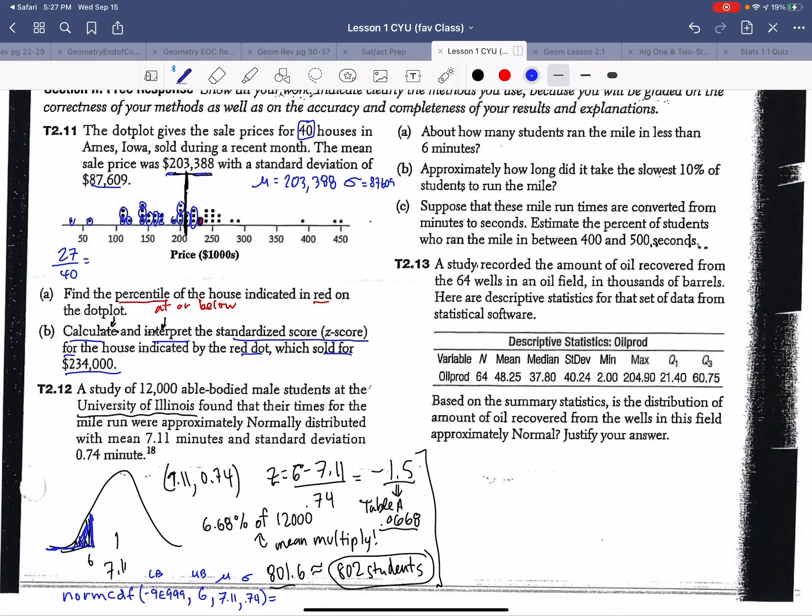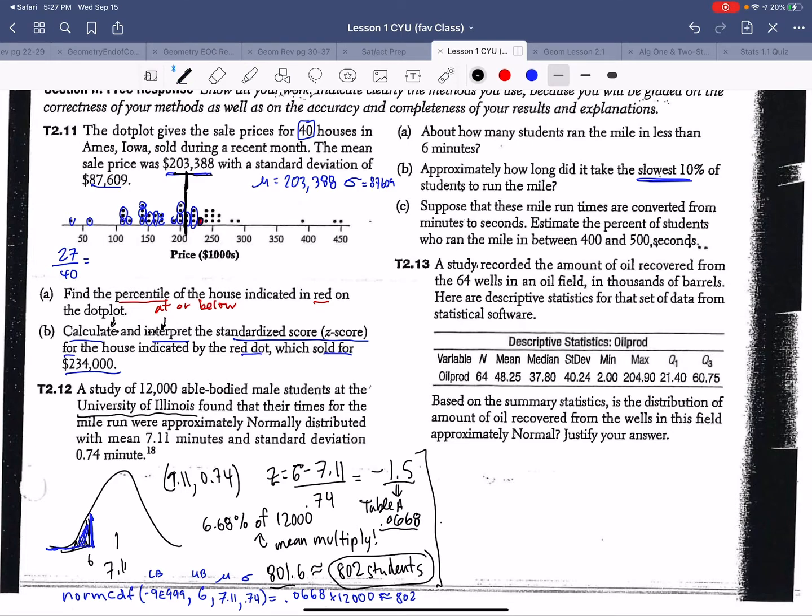And it says if we use our calculator, we get, what's this say? They're saying the same number, 0.0668. So same thing, same answer. Approximately 802. Approximately how long did it take the slowest? So we got to be careful.